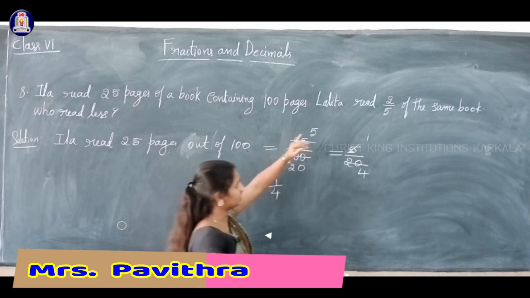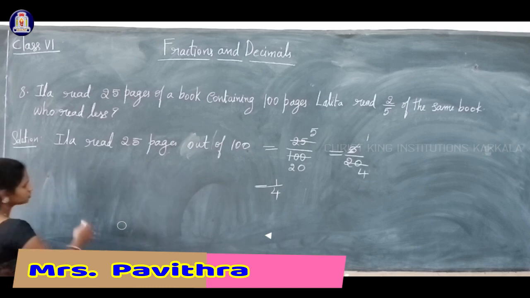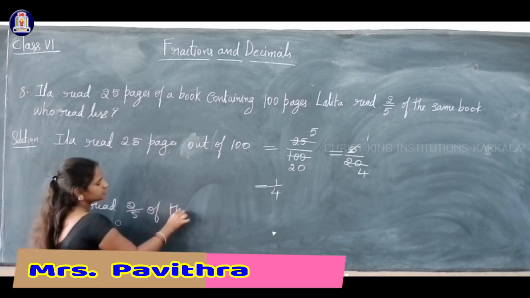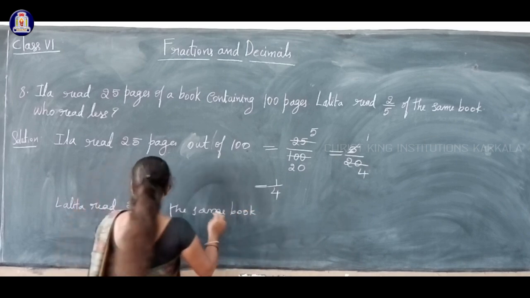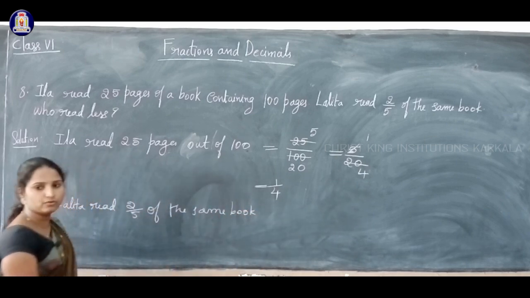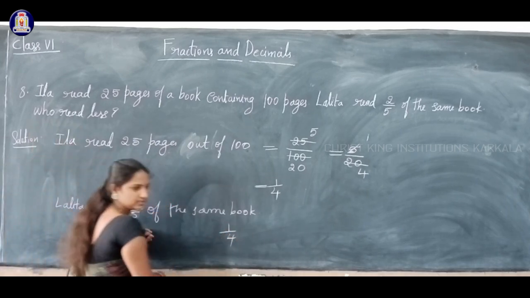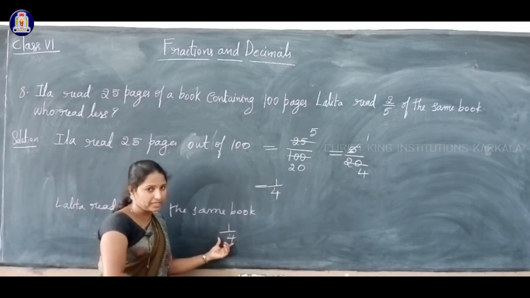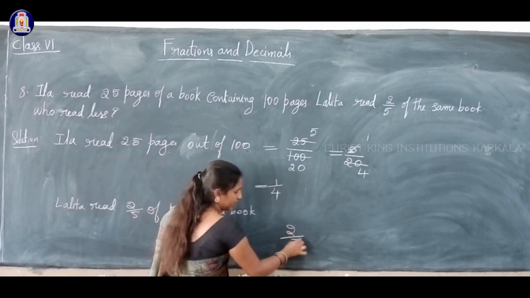And second one, Lalita read 2 by 5 of the same book. That is already given in the fraction. So we'll write now, Lalita read 2 by 5 of the same book. Now we have to compare who read less. 1 by 4 means she read only 1 by 4 of the pages, that is Ayla, and one more, 2 by 5. So which is greater and which is less?